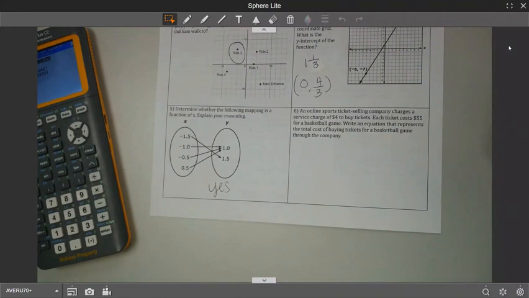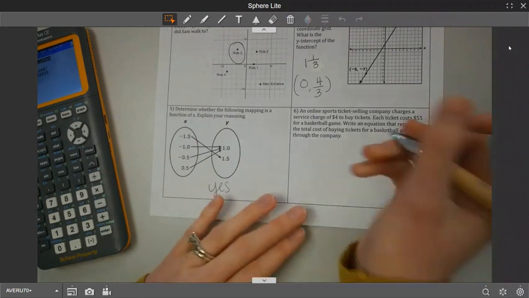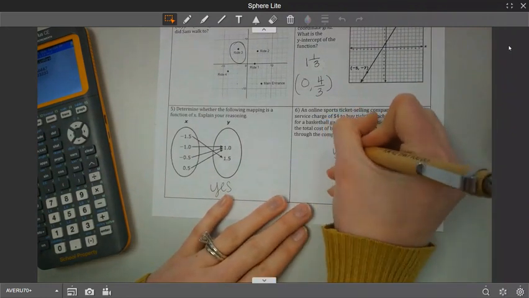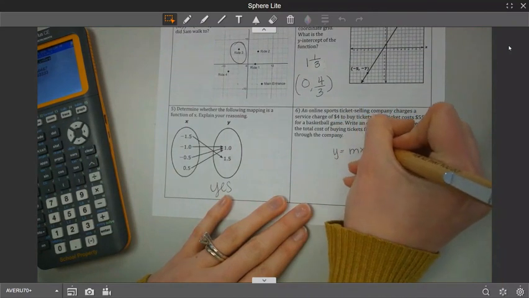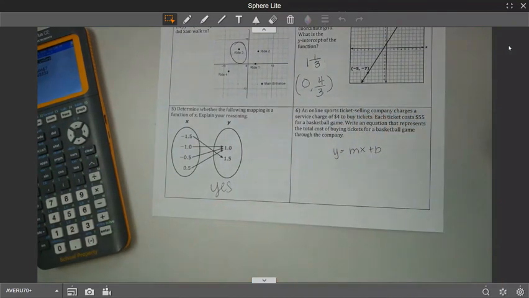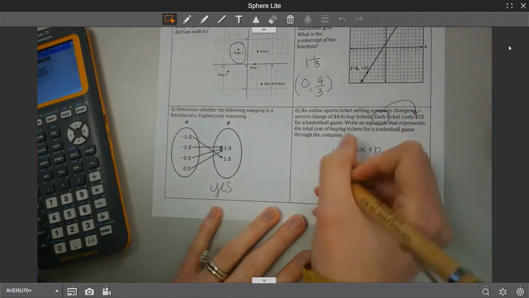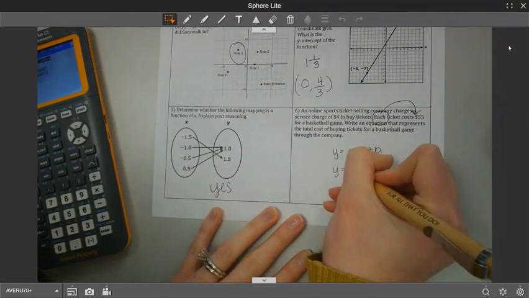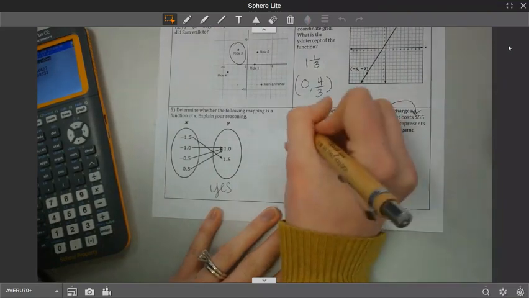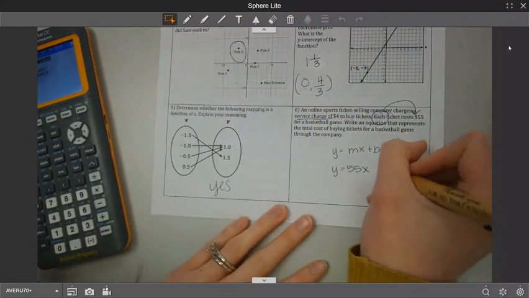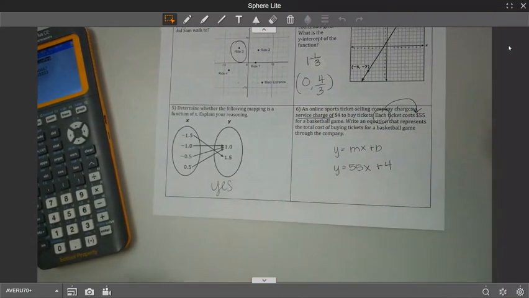Write an equation that represents the total cost of buying tickets for the basketball game. Well, all of our equations are always y equals mx plus b, where m is the slope and b is the y-intercept. So this word "each" here tells me the slope. So I'm going to say y is equal to 55x. And then when we have anything like a service charge, that's our y-intercept, so plus 4. And since I told you just to write an equation, you're going to leave y and x in there and just let it go.